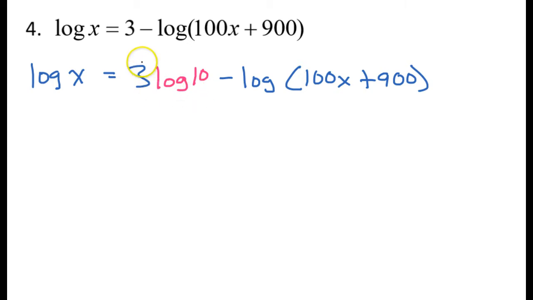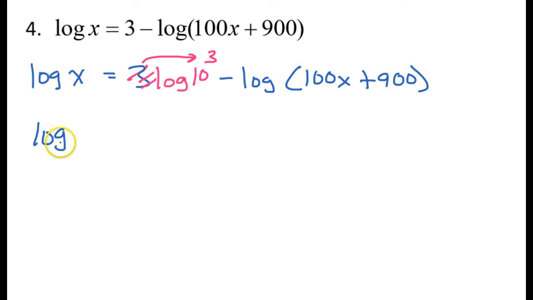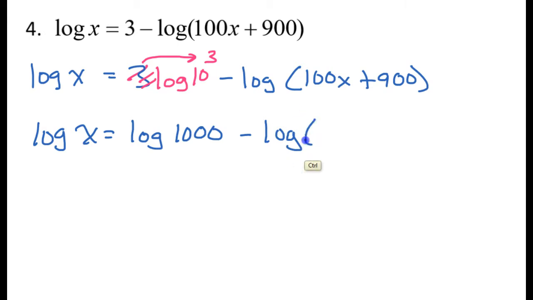So the next thing I need to do is use the power rule, which tells me I can take this 3 and put it as the exponent. Okay, so I can make this 10 to the third power. Alright, now 10 to the third power is 1,000. So this is really going to end up being log of 1,000 on the next step. So that's what I have right now. I have log x equals log 1,000 minus log 100x plus 900.